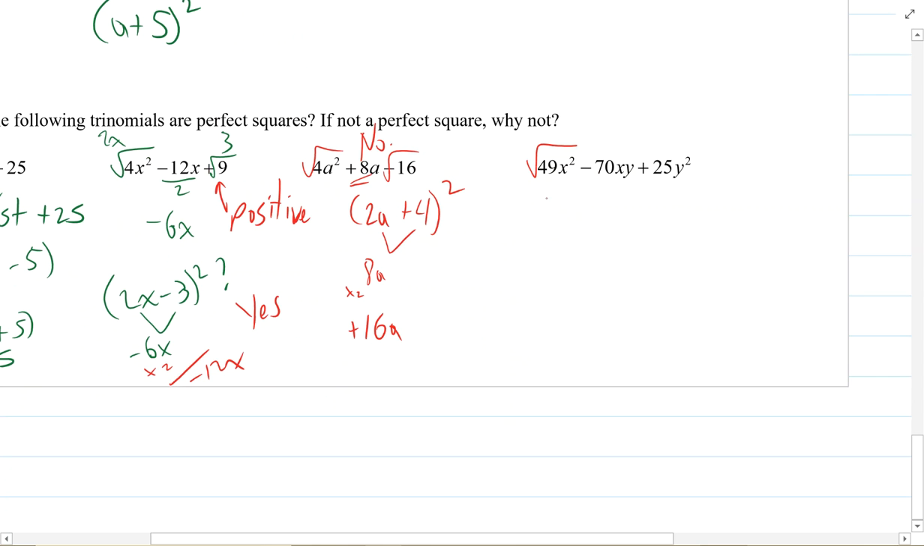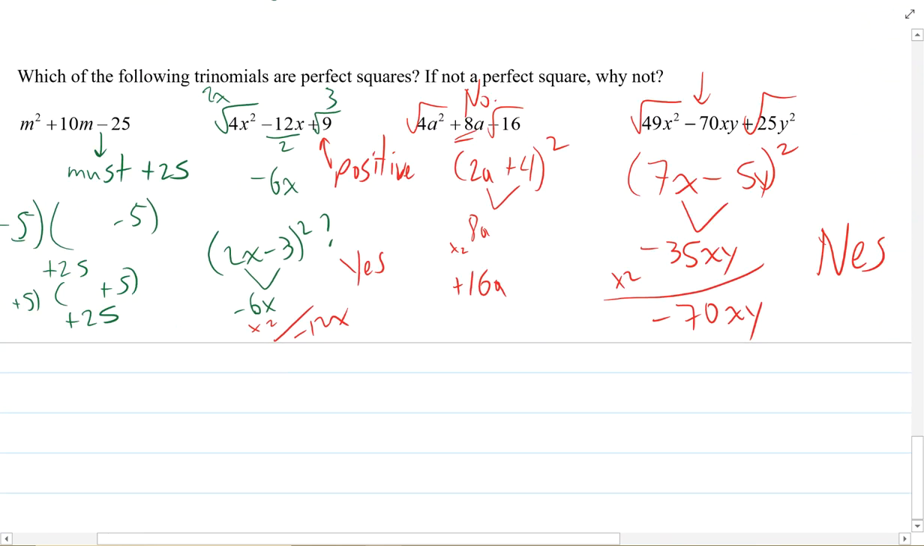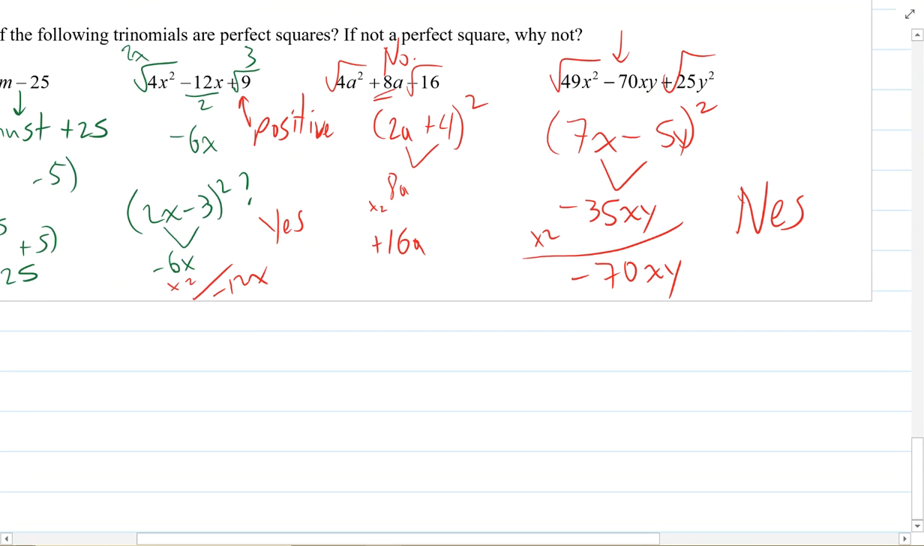This one here, square root it, that would be 7x. Square root this one, it would be plus 5, or it could be a minus 5. And looking here, we think it's a minus 5. So let's multiply those together, negative 35xy, and then double it, negative 70xy. So yes, it's a perfect square trinomial. Okay. There we go. Done, done, done.